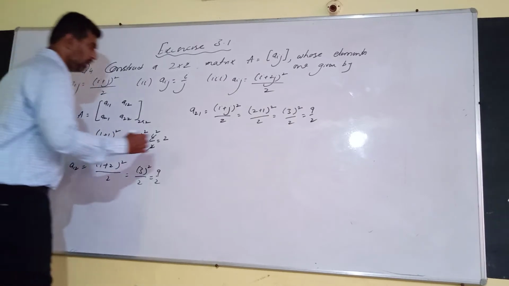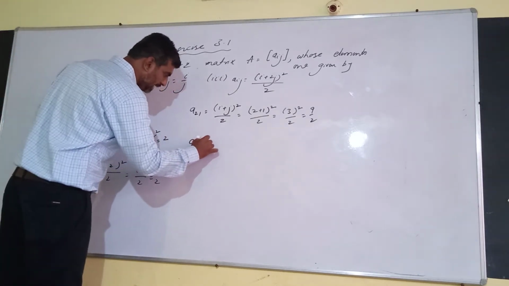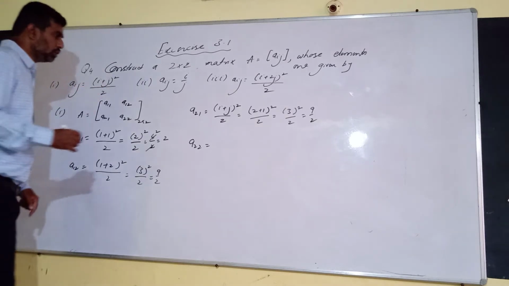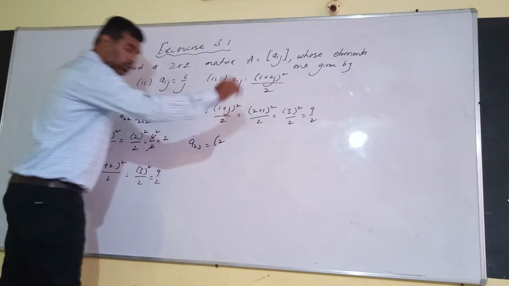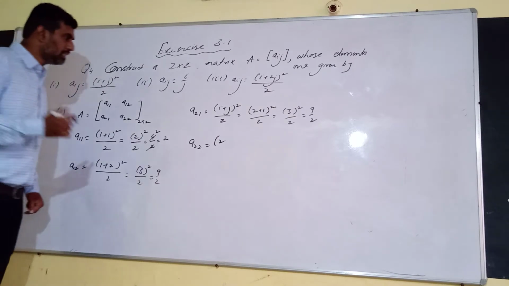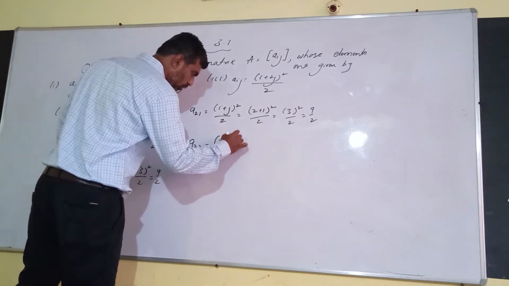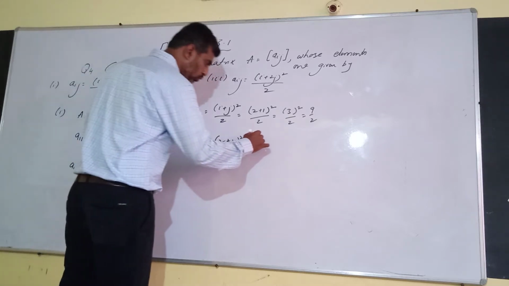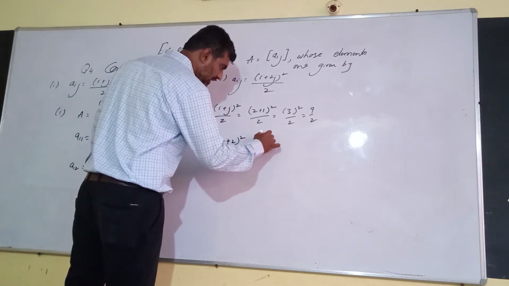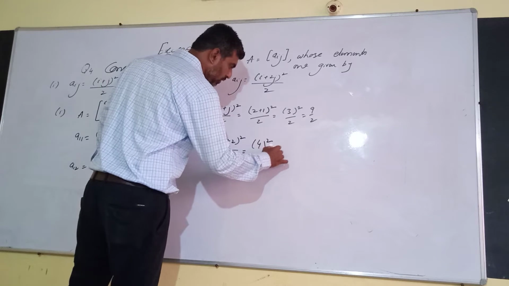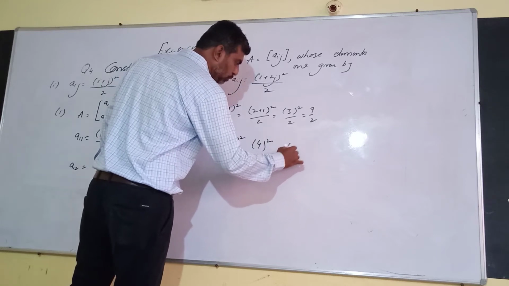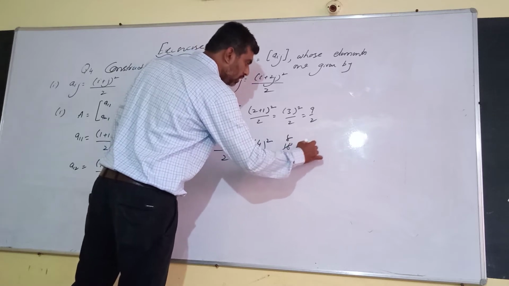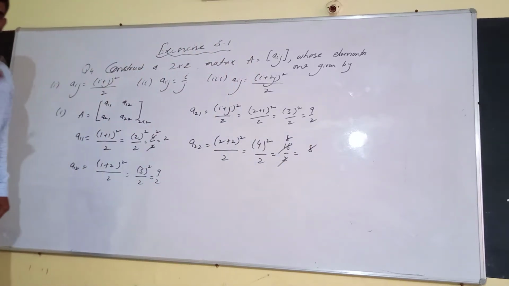Now a22, second row, second column. Same formula, (i + j) whole square divided by 2. Now what is the i value? 2. What is the j value? 2. 2 plus 2 is 4, whole square divided by 2. 16 divided by 2. 2 eights are 16. So we got the answer as 8.